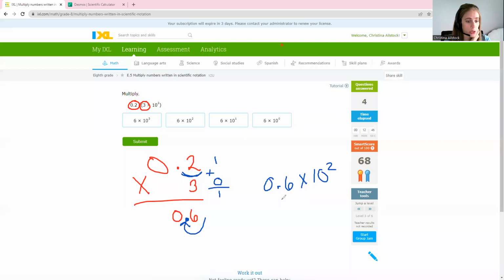On the problems we did earlier, we always had larger numbers, so we needed to move that decimal point to the left to make it smaller to get it to be less than 10. Here we have the opposite. We have a number that's less than 10. We have a tiny number. So we need to move this decimal point to the right one space. And in doing so, it makes it 6.